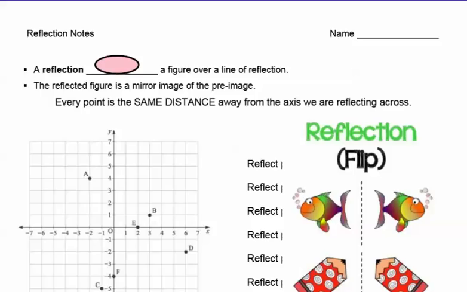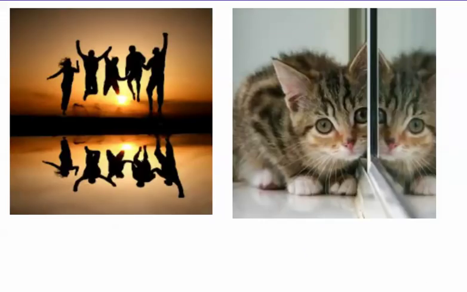Hi guys! Our second transformation that we're going to learn about is called a reflection. A reflection flips a figure over a line of reflection. Instead of a line of reflection, we can also call it the mirror image. So the reflected figure is a mirror image of the pre-image. If we look at some of these pictures real quick.